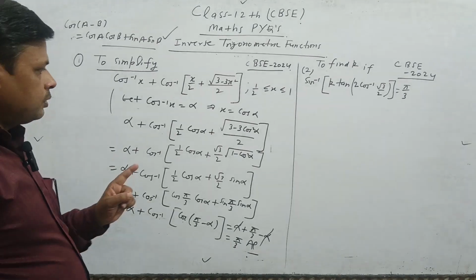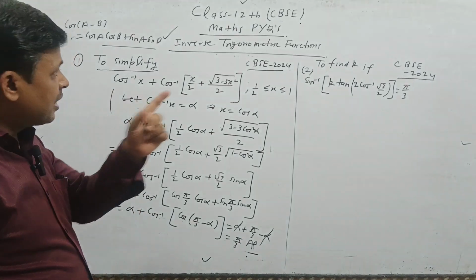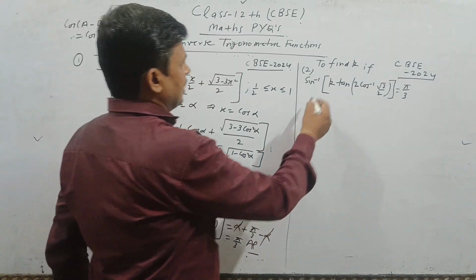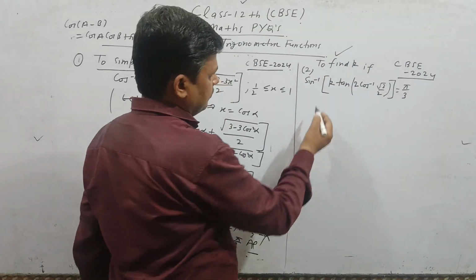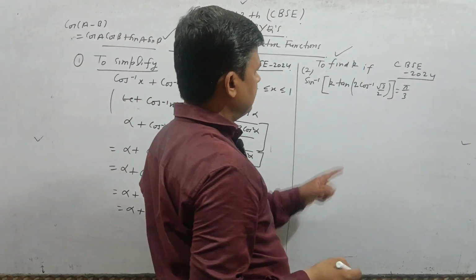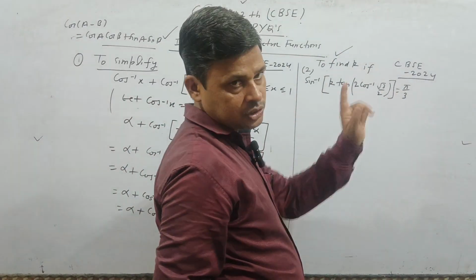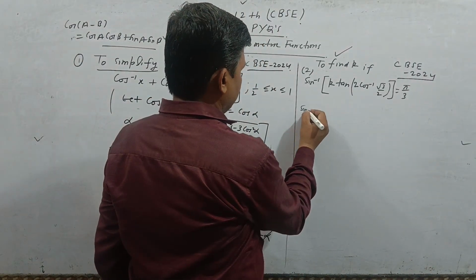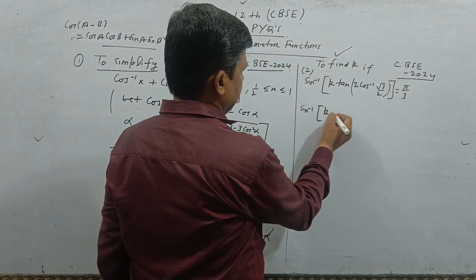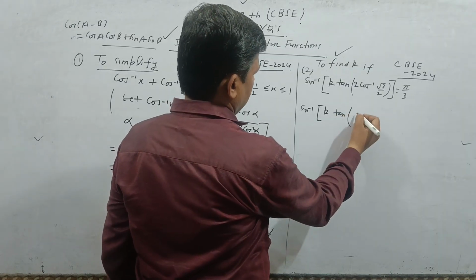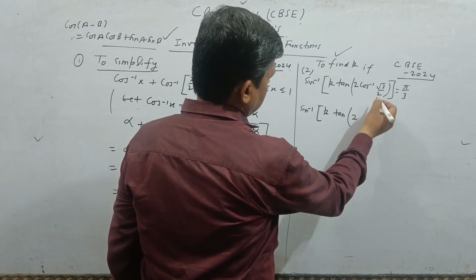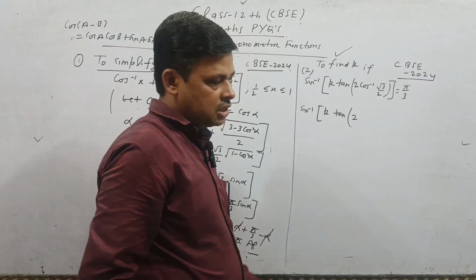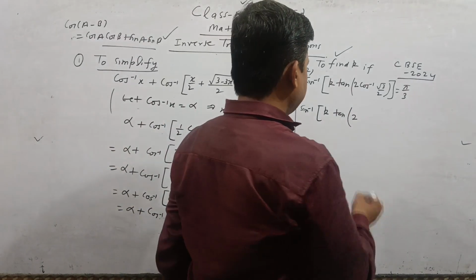Okay. Now what we have to do? We have to find the value of k in the second question, where sine inverse of k tan 2 cos inverse root 3 by 2 is equal to pi by 3. Very good question. So what we have to do? Sine inverse of k tan of 2 cos inverse root 3 by 2. So what is cos inverse root 3 by 2?